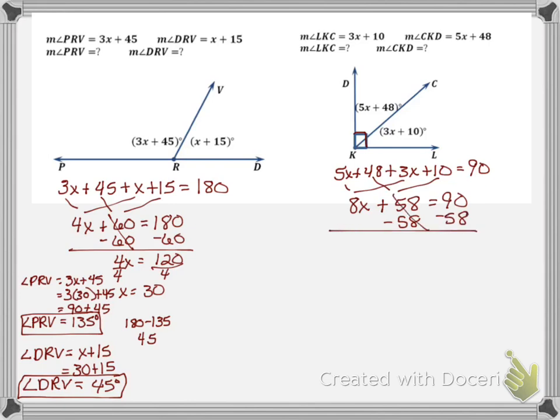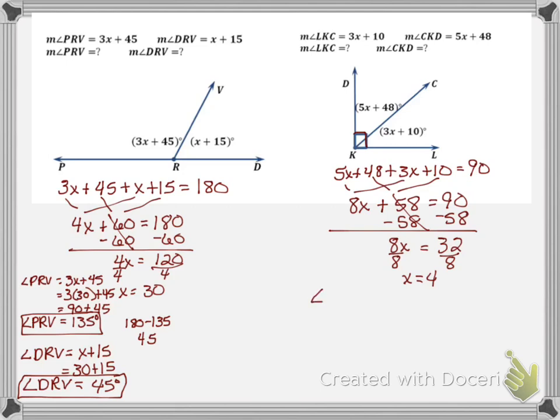This goes away. That's what we want. We have that 8x equals 32. We've got to undo our multiplication by dividing, and we have that x equals 4. And so we've got to be very careful in answering the questions. We've got to figure out what angle LKC is.